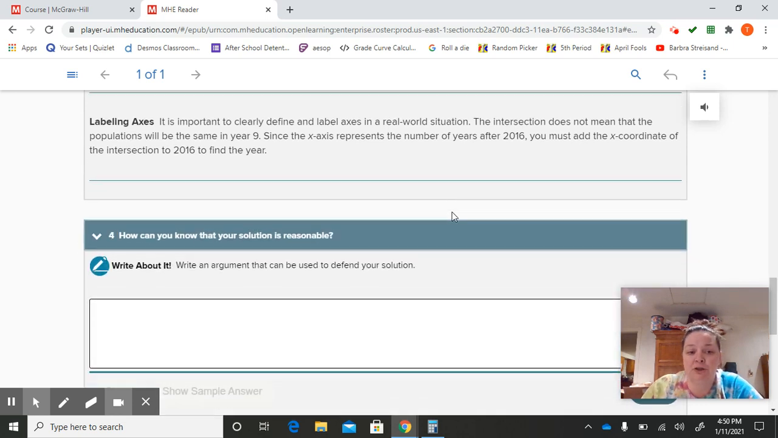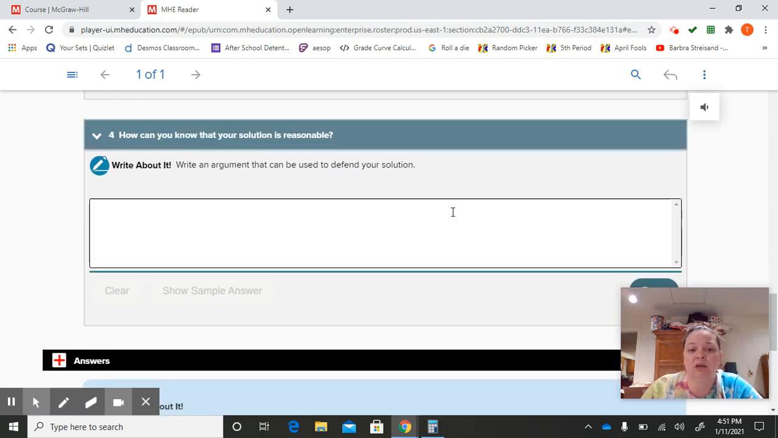How do you know if your solution is reasonable? Write an argument that can be used to defend your solution. Put that down in your notes and have that ready to go for later.